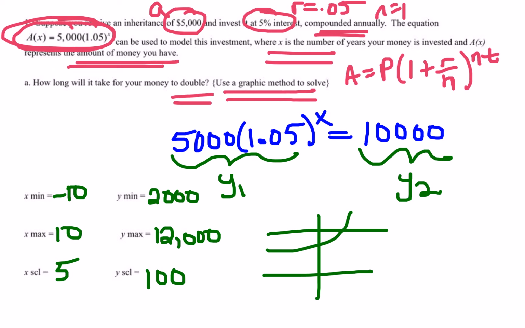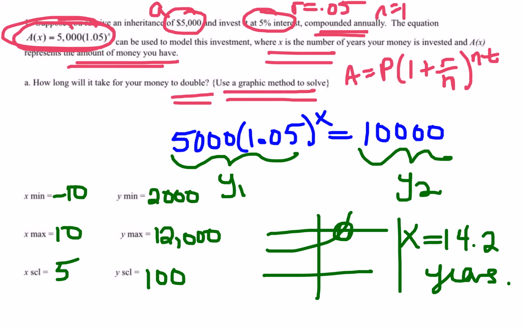Now, if you remember to do this and find the intersection, you're going to press second trace, intersect, enter 3 times, and you should obtain an intersection of x equals 14.2 years. This is how you do it graphically. If you had some trouble graphing this, please pause the video and take a moment to graph it in your calculator and do all the steps that I did and make sure you obtain 14.2 years. If you are fine with that, continue with the video.